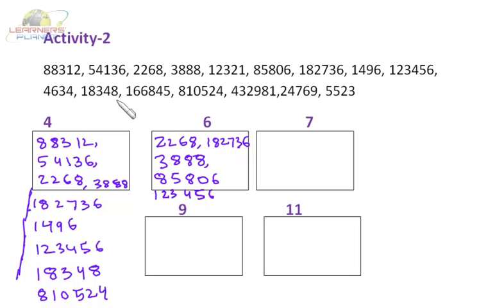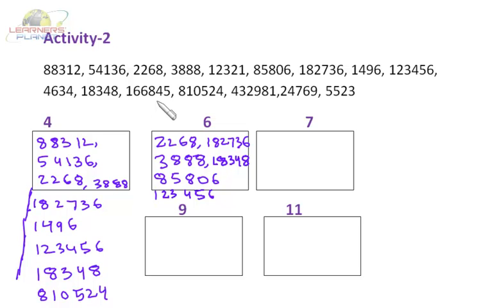Okay. Now let's come to this number. It's 18348. The unit digit is an even number, so it is a multiple of 2. Now let's check it for 3. 1 plus 8, 9. 9 plus 3, 12. 12 plus 4, 16. 16 plus 8, 24. Now 24 is a multiple of 3 and it is also a multiple of 2. So this number is a multiple of 6. So let's write it over here. It's 1, 8, 3, 4, 8. Okay.